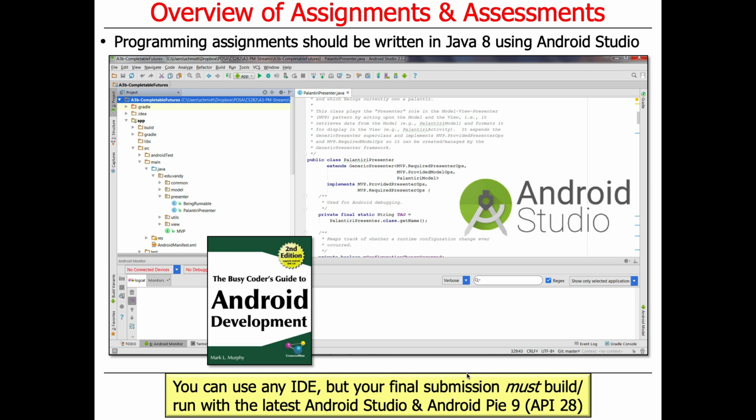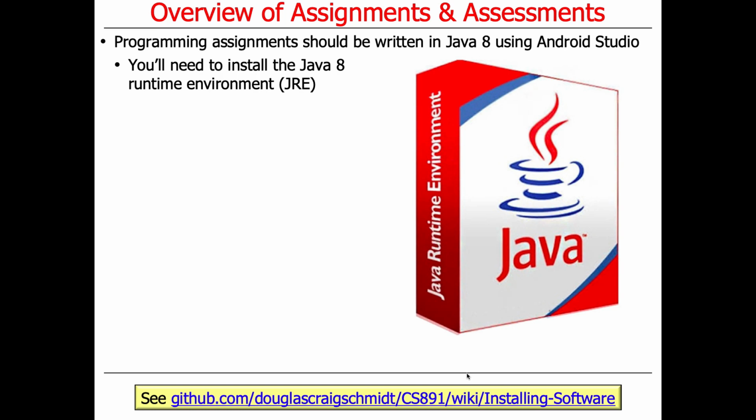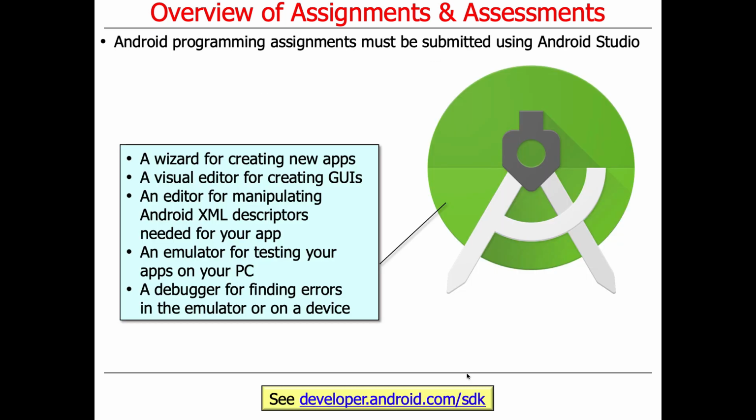But you'll need to use the latest version of Android Studio, which I think at the moment is something like 3.5.3. I'll give you the instructions in a second on how to get it. I think whatever you used last semester, if you took my other class, should probably still be fine as well. And you'll use Android Pie, which is API version 28. You'll need to install Java 8, which you can get by reading the link here, which gives you the instructions on how to install the software. And that will work nicely with Android and Android Studio.